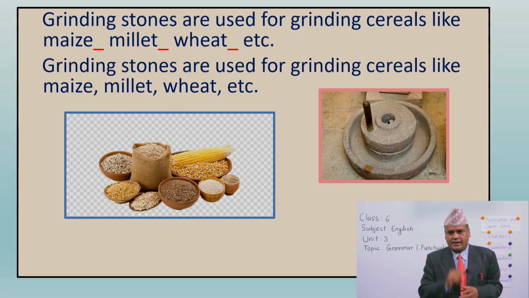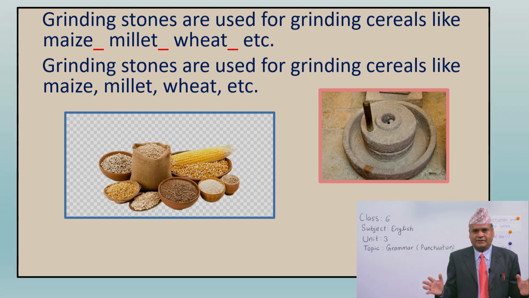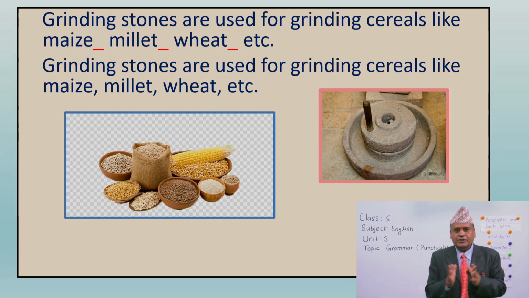So we use a comma when similar types of items come one after another in a sentence. So at that time we use a comma. I hope you got the idea of using a comma in a sentence. All right?